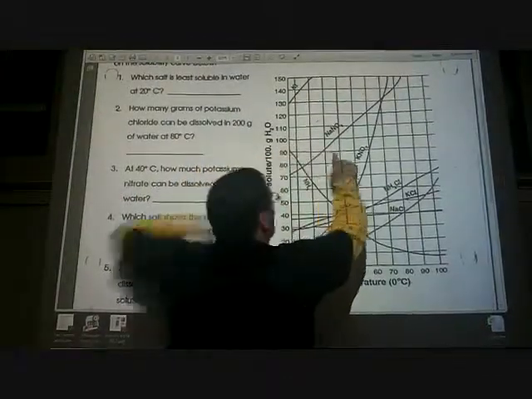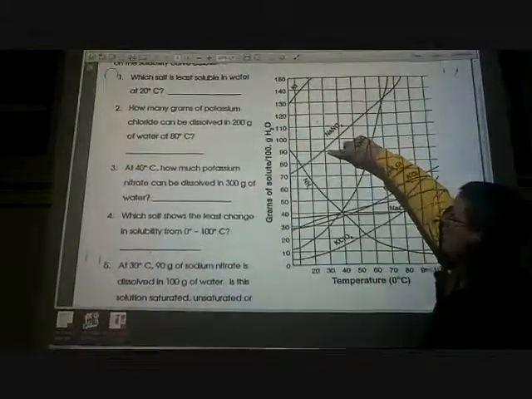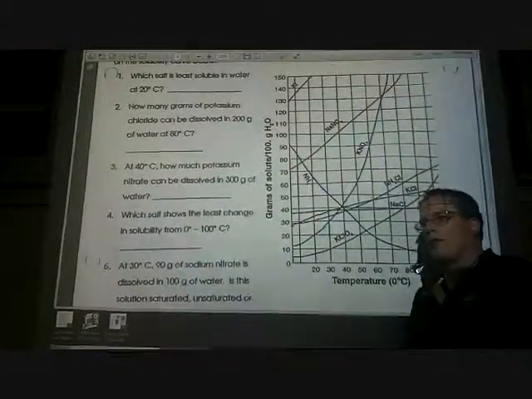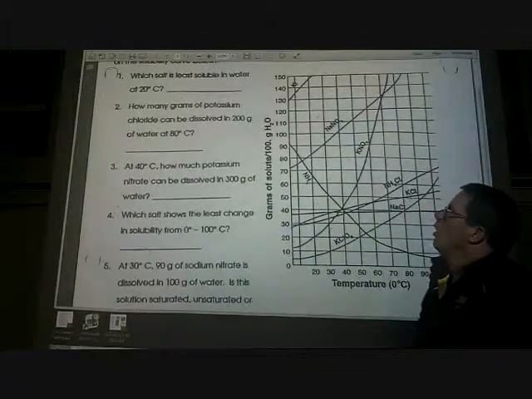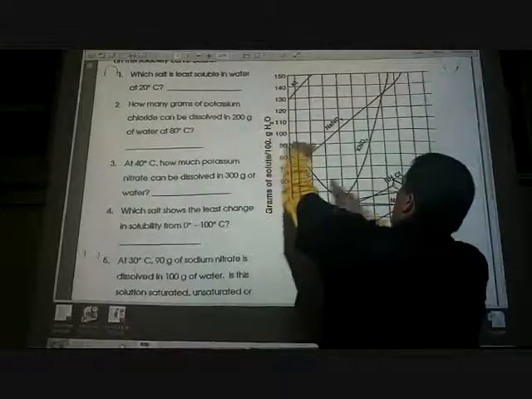Is that over? Nope. Here's the curve right here. It's under. 90's right here. So you're not talking about the curve itself, but the curve for the respective salt. You're talking about the grid, the intersection point, and 90 and 30 is below the curve.